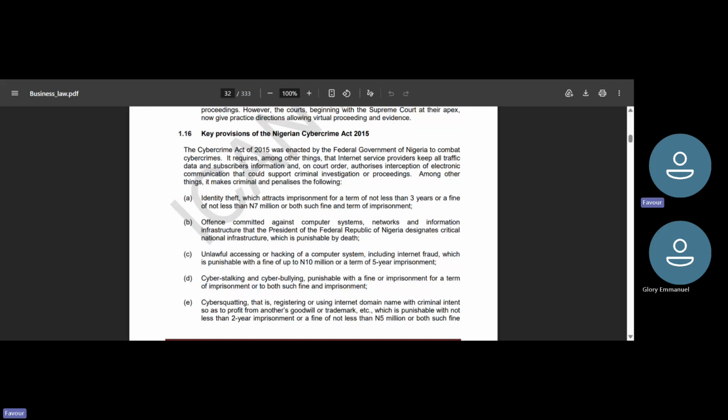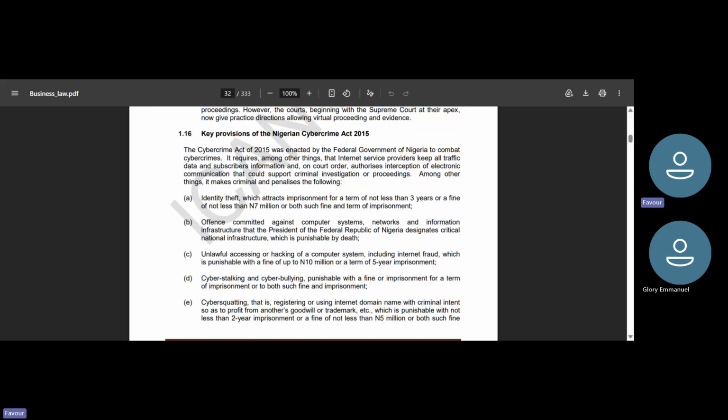So this act was enacted to combat cybercrime. Due to the advent of technology, internet, there have been a rise of cyber crimes, and the federal government of Nigeria deemed it fit to enact a law that can combat the rise of cyber crimes.